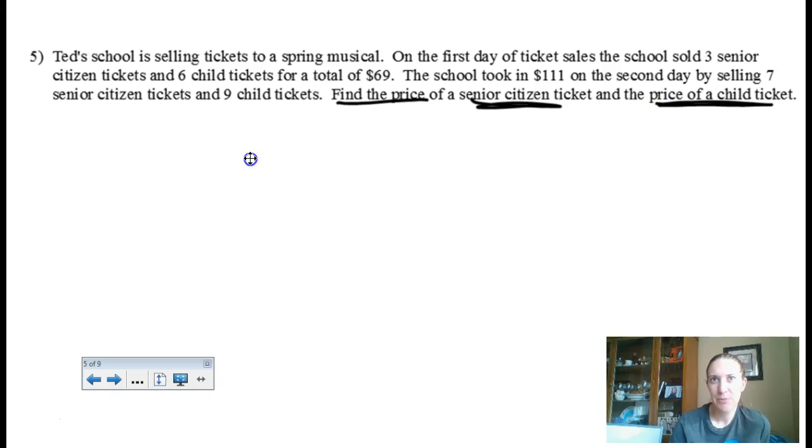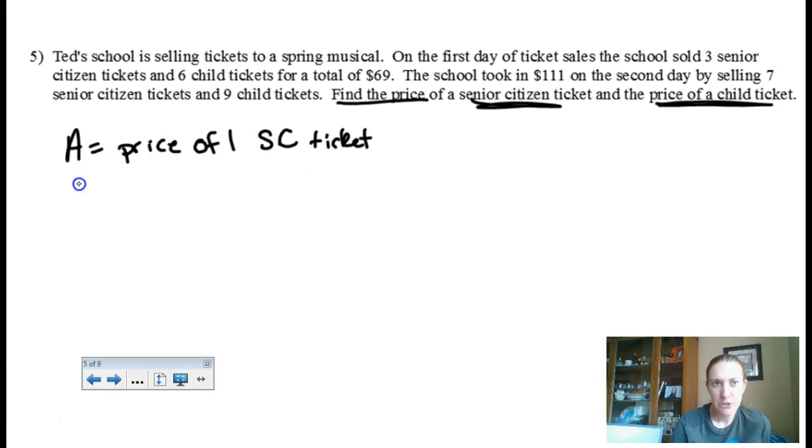So right there, they set up who your variables are. I don't like to use S as a variable because it looks like a 5. So let's say A is the price or cost of 1 senior citizen ticket. I love abbreviations, don't you? And then let's say C is the price or the cost of 1 child ticket.